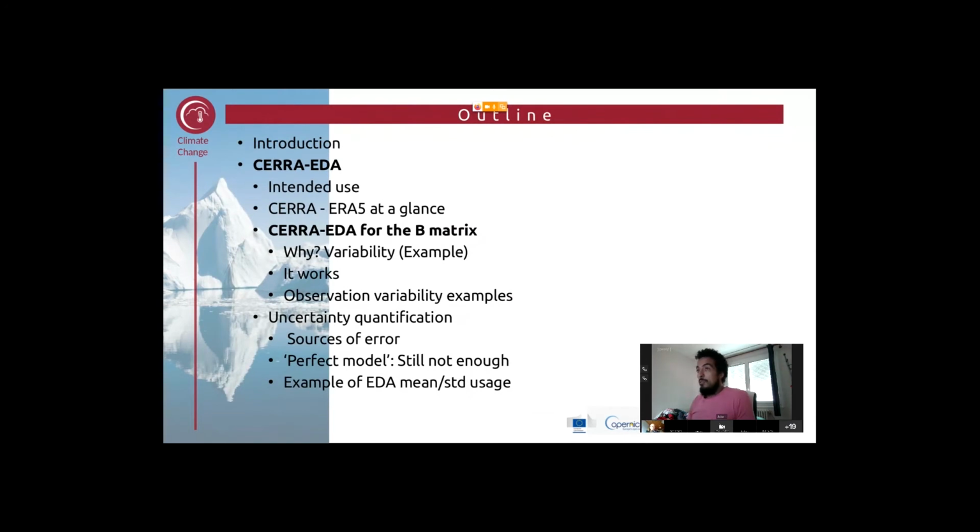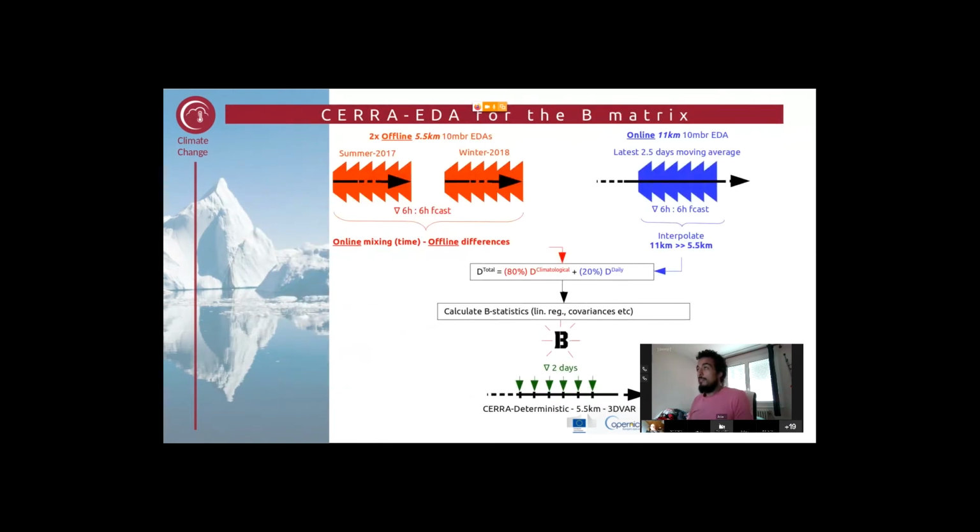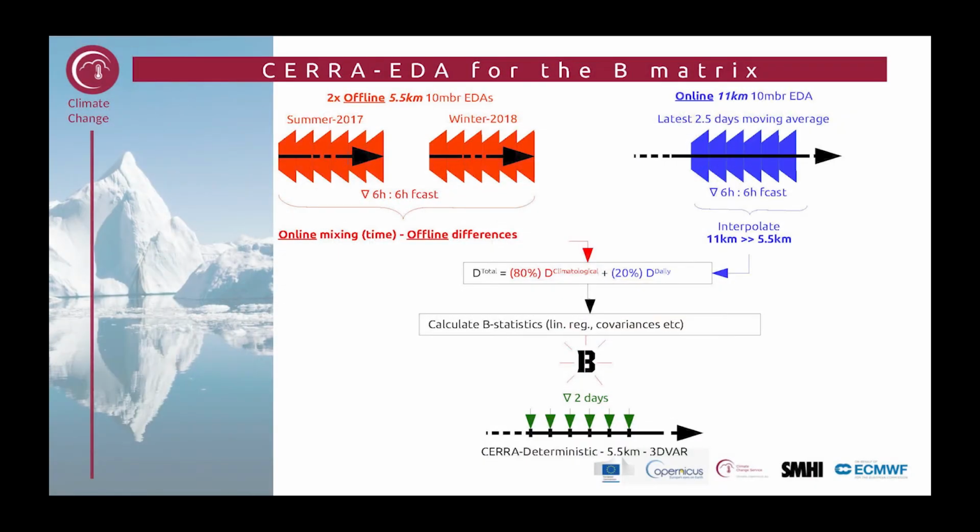So this is roughly how we create the B matrix using the CERRA-EDA. You've got two main parts, one on the left, so that's two EDAs.